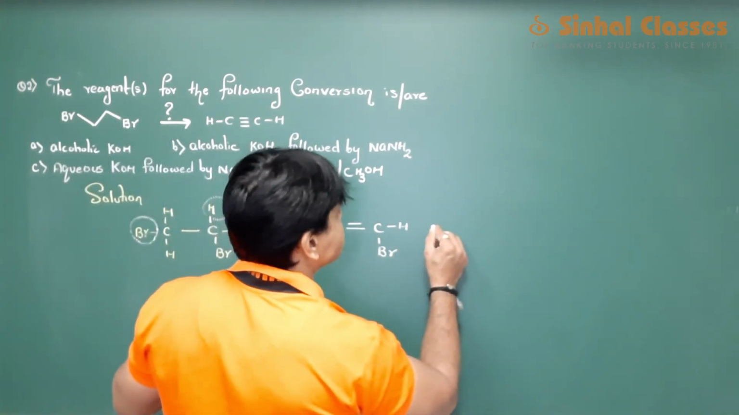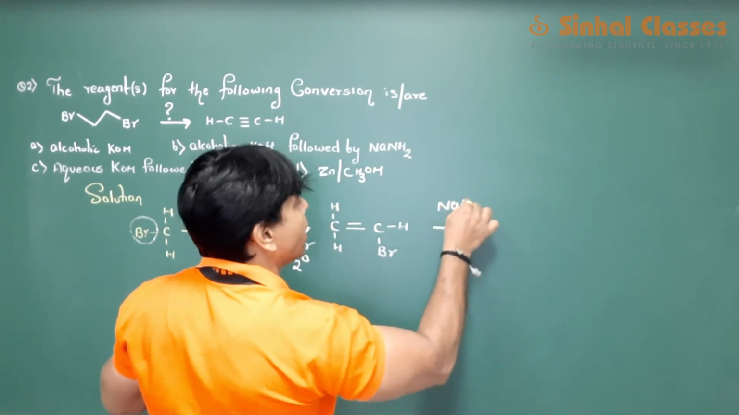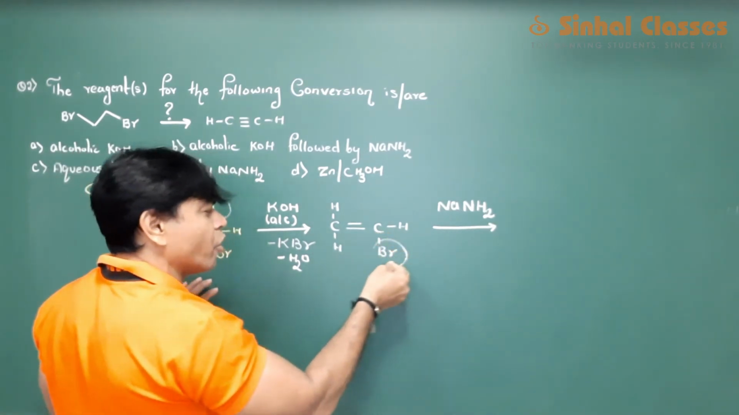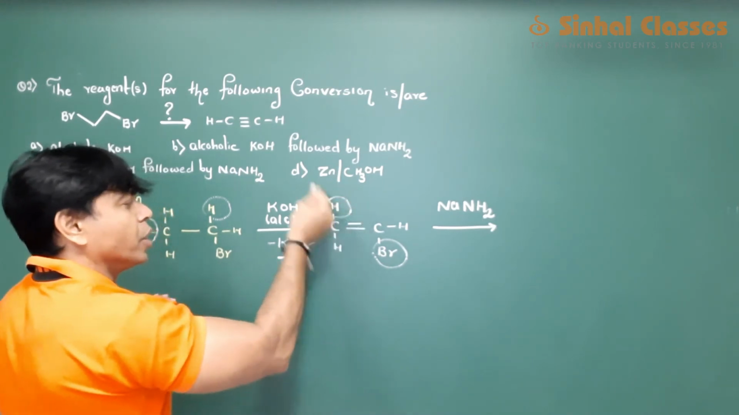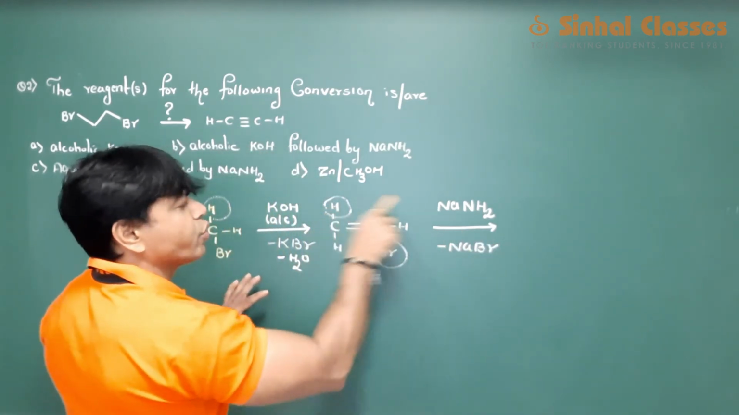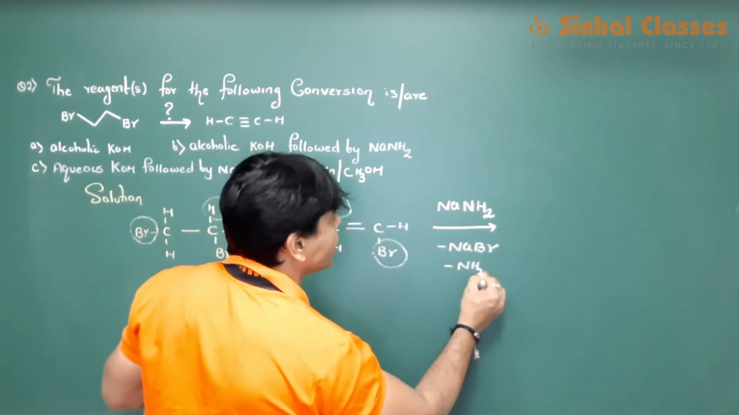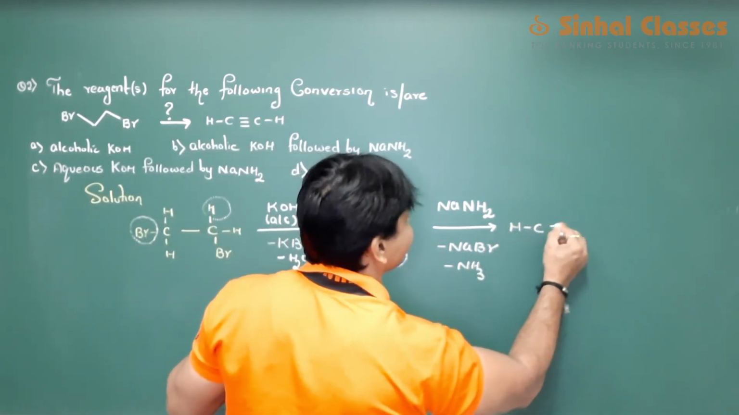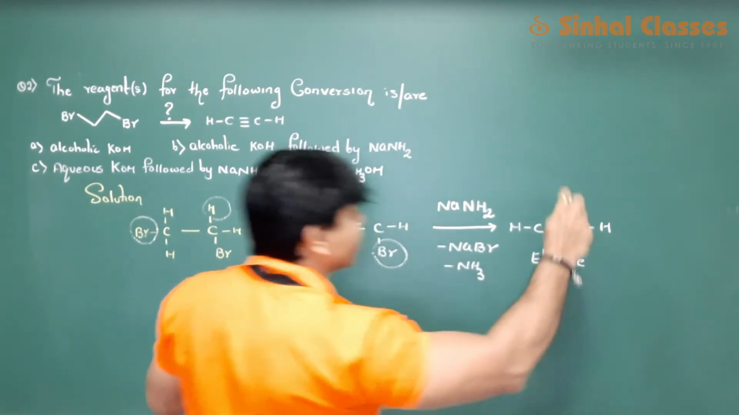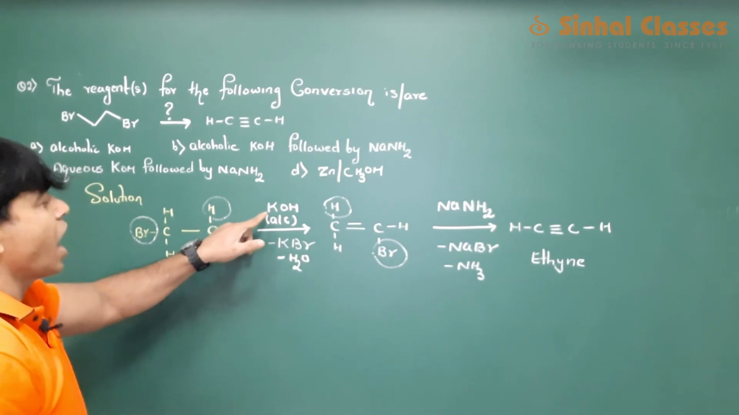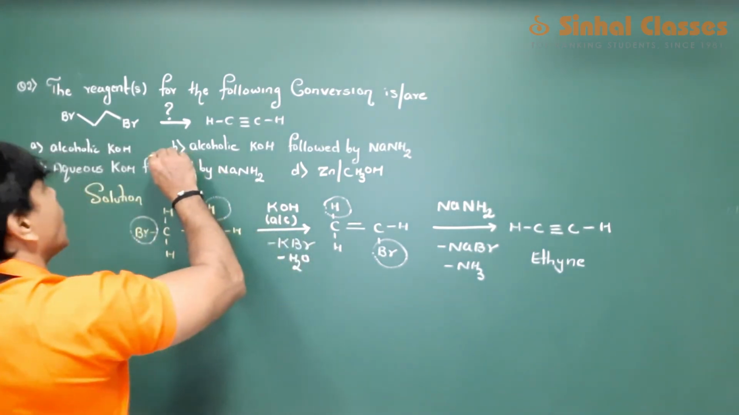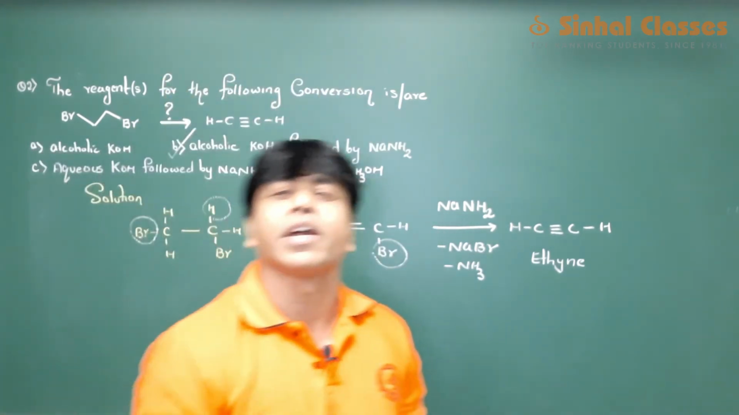Now treat this with soda amide, NaNH2. In that case, again Br will come out from here, H will come out from here, this Br will go with sodium forming NaBr, and this H will go with NH2 forming ammonia, and what we get is ethyne. That's what we want. So the reagent required is alcoholic KOH and soda amide. So your answer is B, which is the correct option.